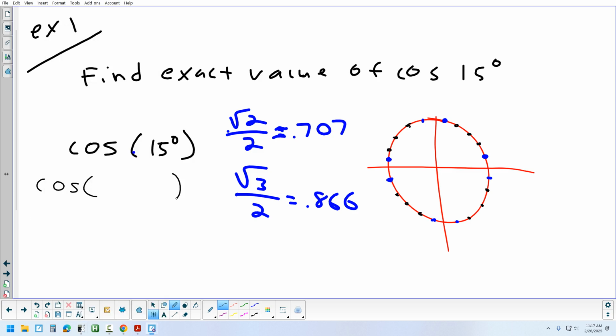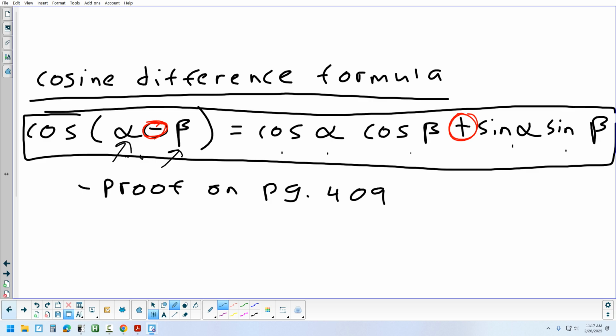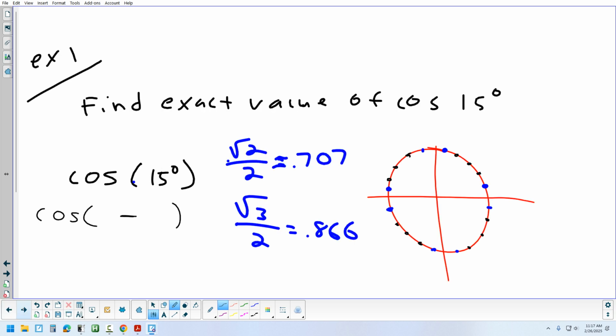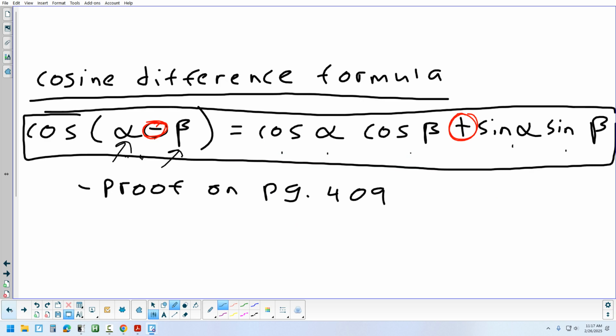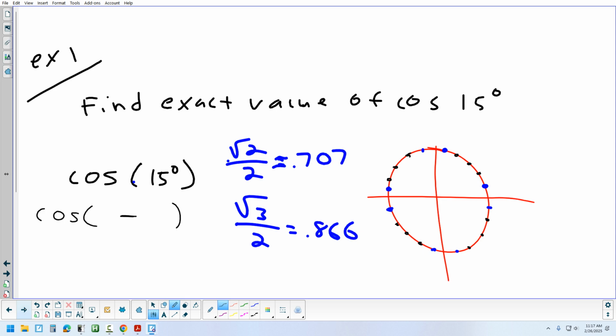So what we need to do is think about how you can write the number 15 as a difference. Okay, we're going to somehow use this formula. Now, there's a lot of ways to write 15 as a difference: 16 minus 1, 17 minus 2, lots of different ways. But you're very restricted with the numbers you can use in those two spots. The numbers in those spots have to be multiples of 30 and 45. That's all you can use.